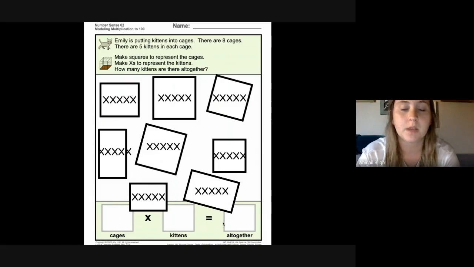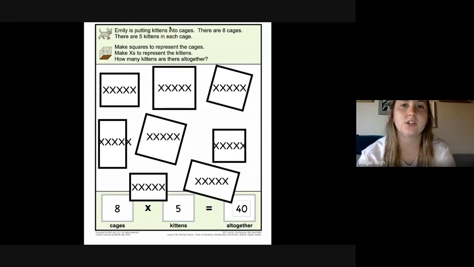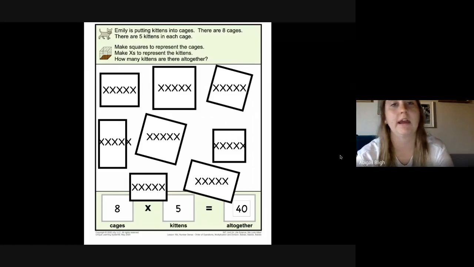In these bottom boxes, I wrote out my problem for us. I had 8 cages, like it said in the problem. I have 5 kittens in each cage, and I counted all my X's, and I have 40 together. So for all of your multiplication problems, you're going to do it like that.